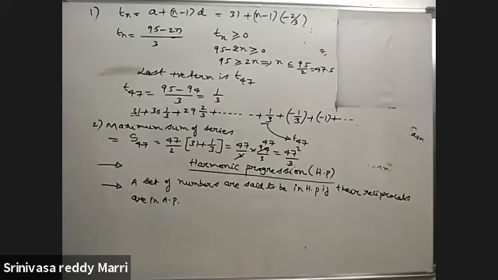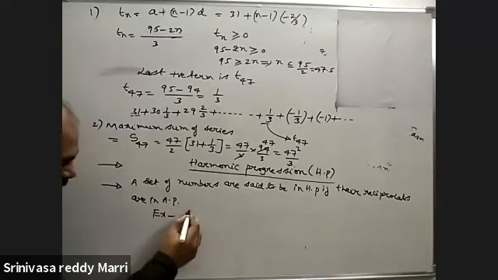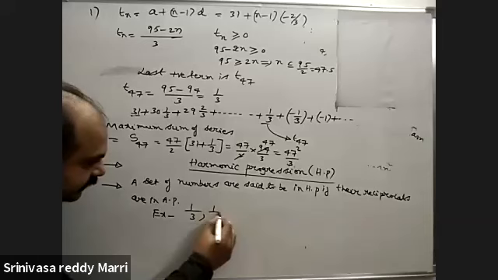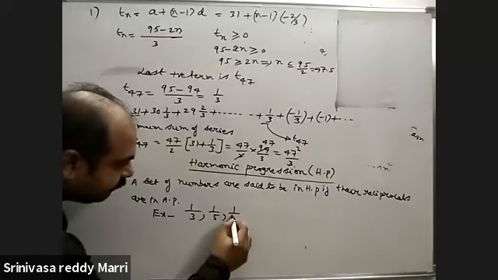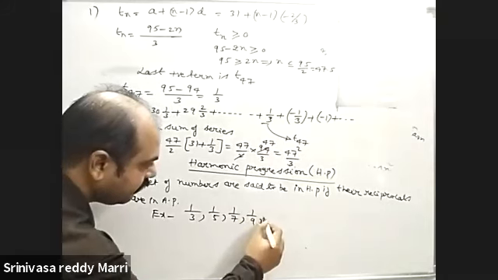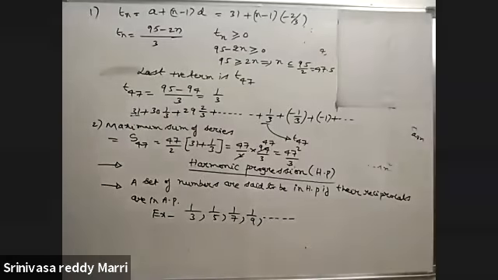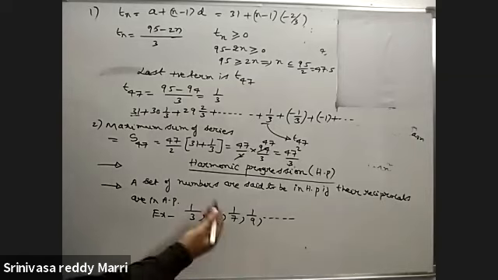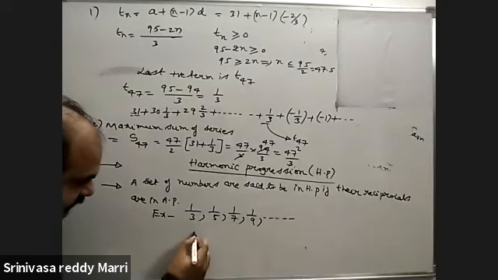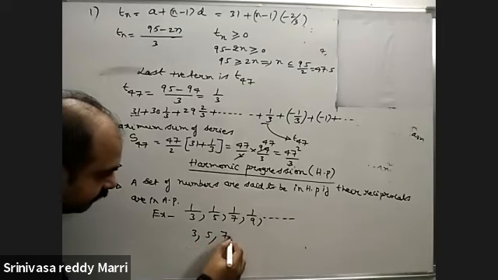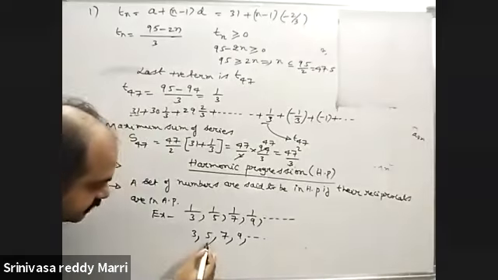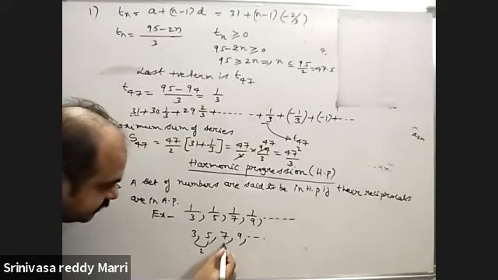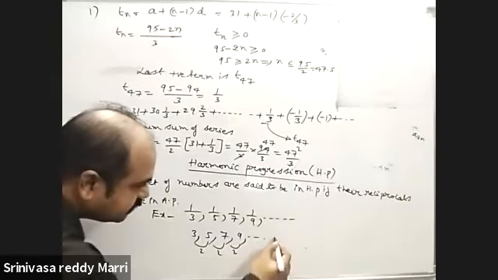If you take the reciprocals of the numbers and they are in AP, then these numbers will be in harmonic progression. Let us take an example: 1/3, 1/5, 1/7, 1/9, and so on. These are the terms. If you take the reciprocals of these numbers, 3, 5, 7, 9, and so on, these are in AP having first term 3 and common difference 2.